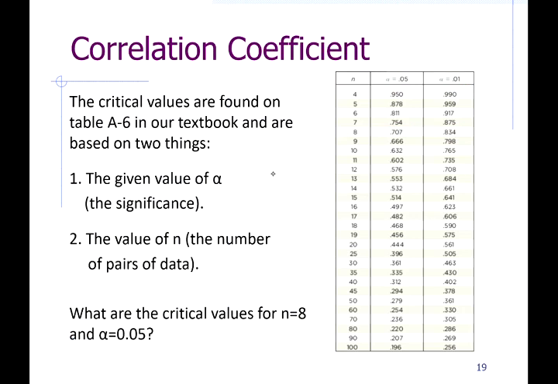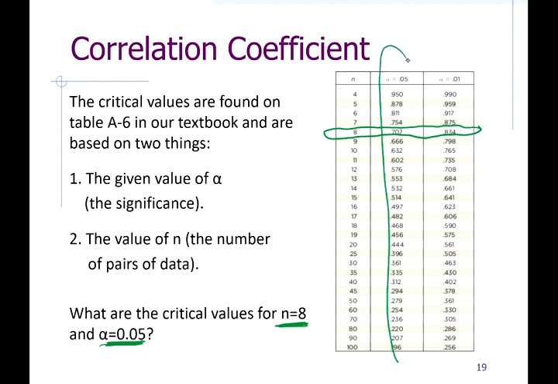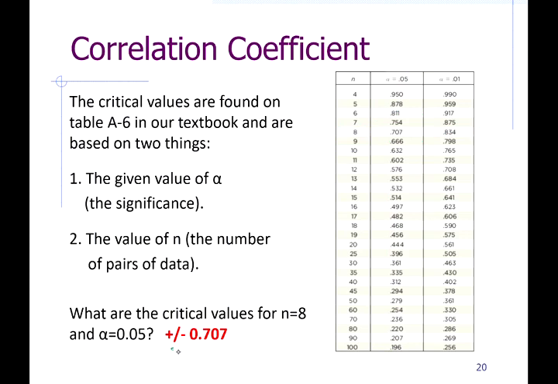So for example, what are the critical values for 8 pairs of data with a significance of 0.05? Well, 8 pairs of data tells you you're at this row on the table, and alpha equals 0.05 tells you you're on this column. And so it looks like our critical value will be, in this case, 0.707. And that's specifically for 8 pairs of data with alpha equals 0.05. Then your critical values are plus or minus 0.707.